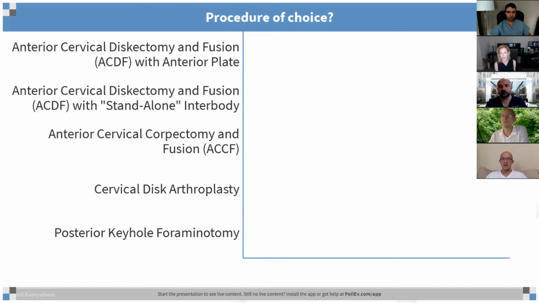Generally for arthroplasty, if I consider them an arthroplasty candidate, I will talk to them about arthroplasty versus ACDF. And generally, they like the concept of motion preservation and whatnot. But I think my approach is very similar to yours.